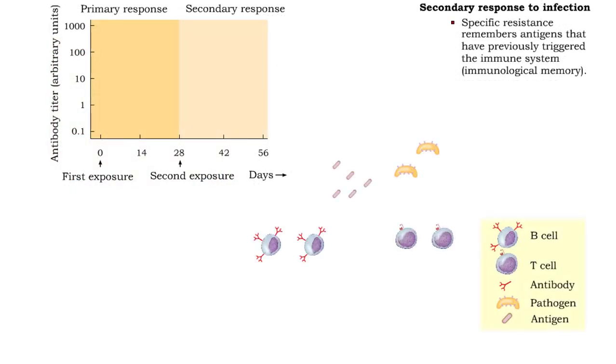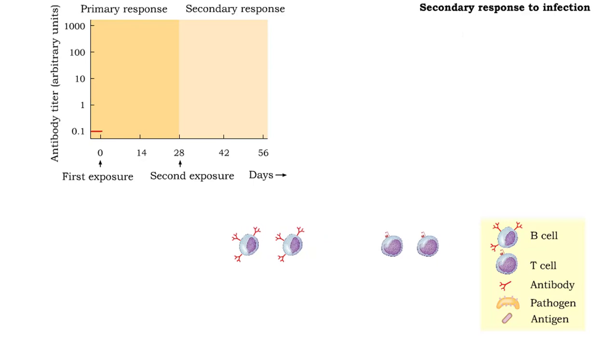Specific resistance remembers how to fight antigens that have triggered the immune response in the past. This is known as immunological memory, and for particular antigens can last for decades.